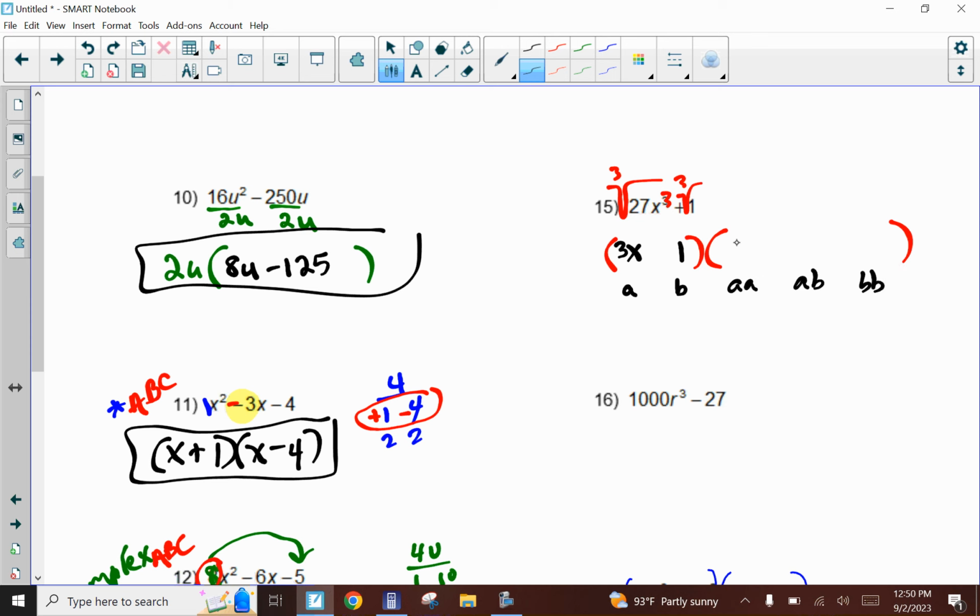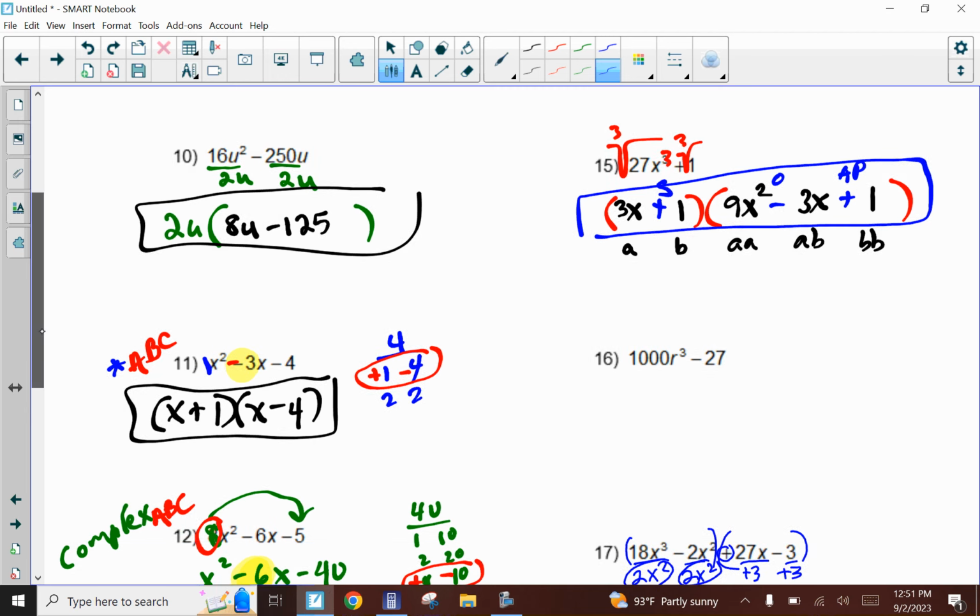So 3x times 3x would give us 9x squared. 3x times 1 would give us 3x. And then 1 times 1 would give us 1. Then we use the SOAP acronym, so it's going to be plus, minus, and plus. Same, opposite, and always positive. That's our answer.